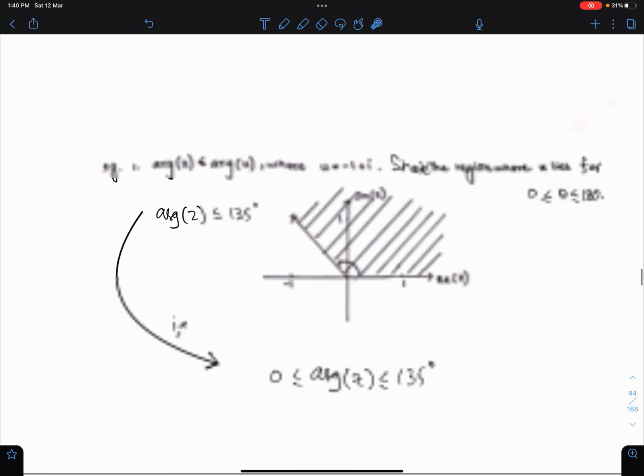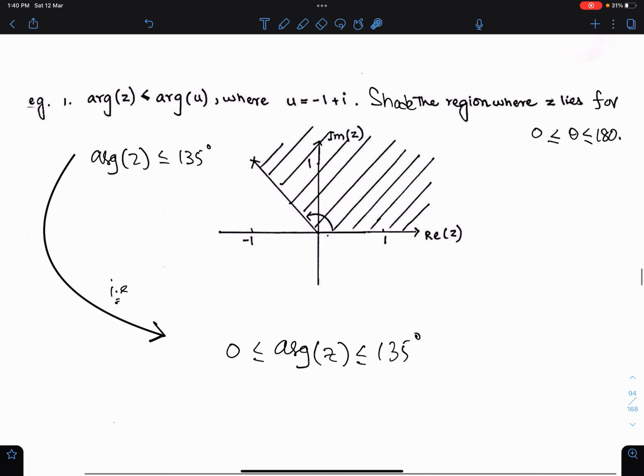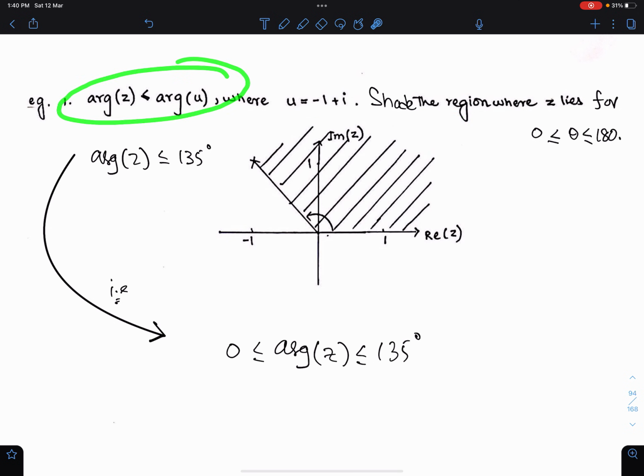Next example. Given arg z is less than or equal to arg u, where u is this, shade the region which satisfies this inequality. And this is the domain. We have to shade according to this domain.